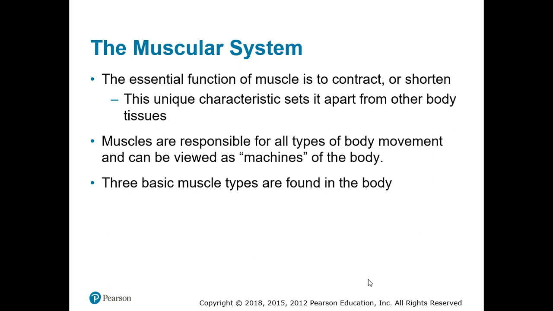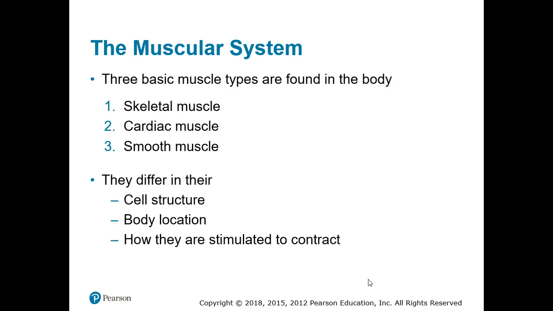Now, there are three basic muscle types found within our body. The three muscle types are skeletal, cardiac, and smooth, and we're going to talk about each of these three individually and how they differ in not only their cell structure, but also where they're located in the body, and then how they are stimulated in order to contract.